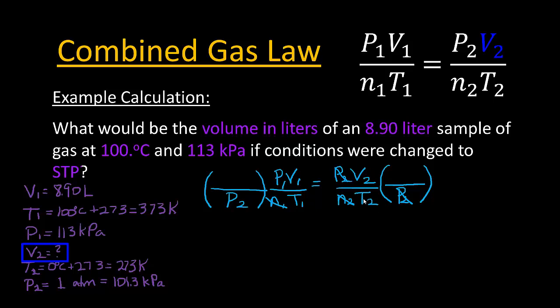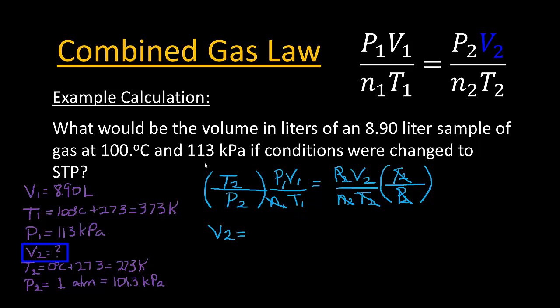And now I'm left with T2 that I need to move on the other side. I look at T2 in relation to the variable that I want to keep on this side, which is V2, and they are divided by each other. So the opposite of division is multiplication, so I'm going to multiply each side by T2. And a T2 divided by a T2 cancels each other, so they go away. And I am left with my formula V2 is equal to T2 times P1 times V1 divided by P2 times T1.